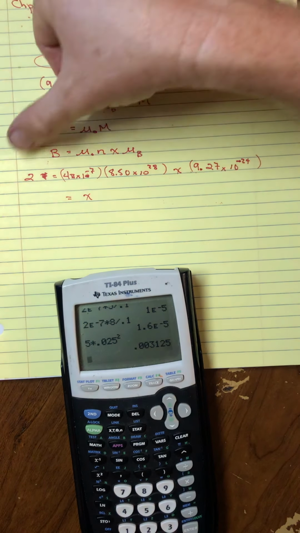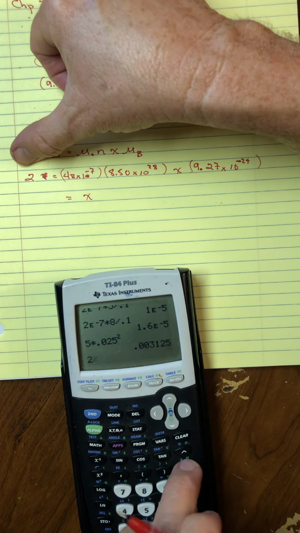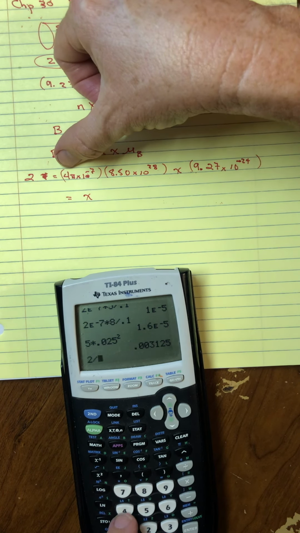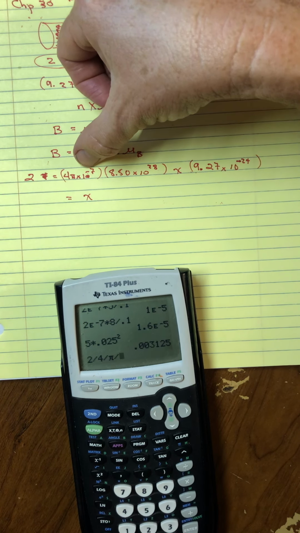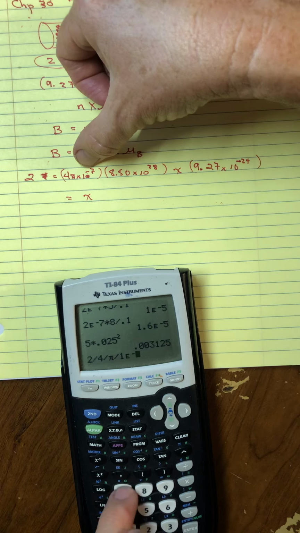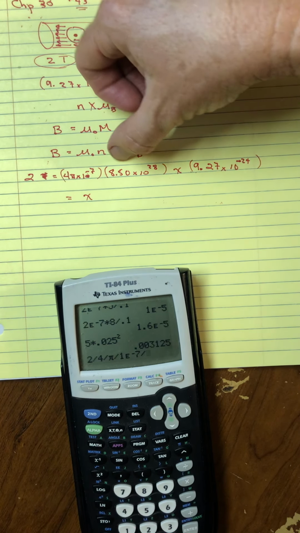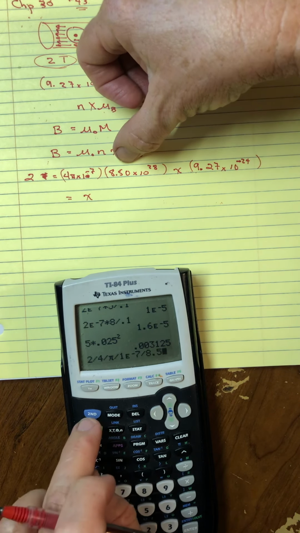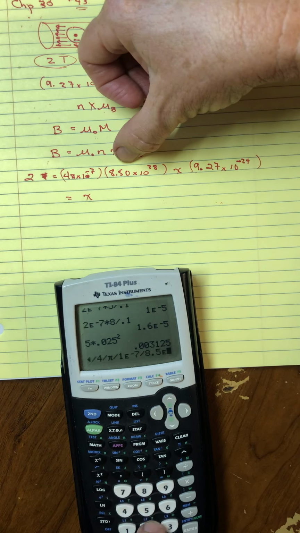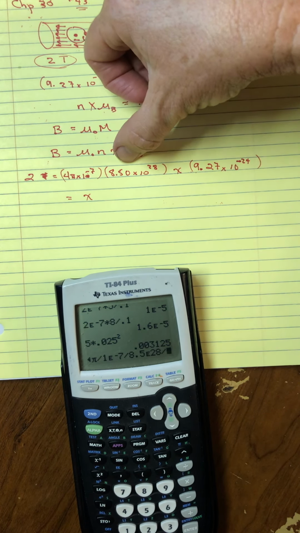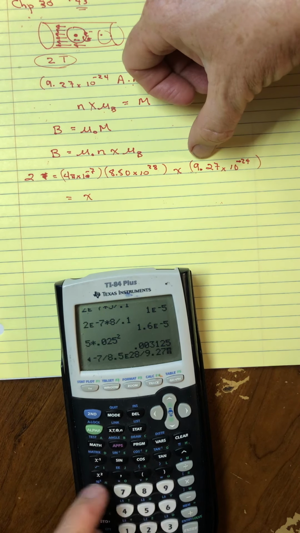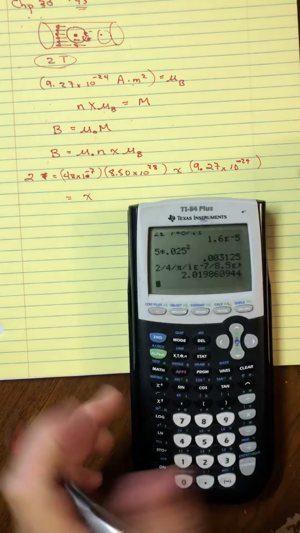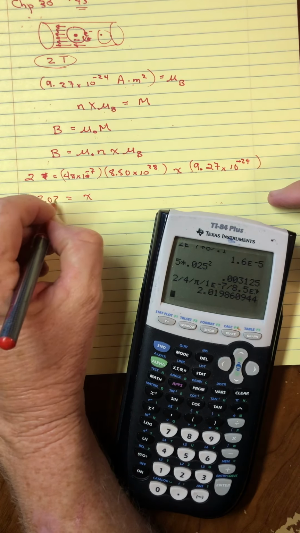All right, but let me grab my calculator here. So if I go 2 divided by 4, and also divide that by pi, and also divide that by 1 times 10 to the negative 7, and also divide that by 8.5 times 10 to the 28th, and then also divide that by 9.27 times 10 to the negative 24, I get a number around 2.02.